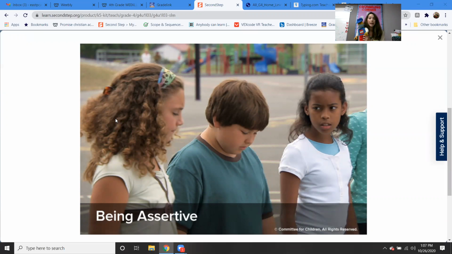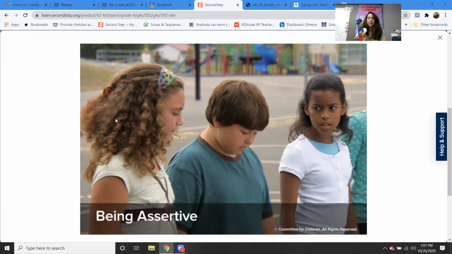And this is something that as you get older now, like you guys are in fourth grade, that you really have to learn how to handle things on your own, right? And how to learn how to speak up when you need to, in a polite way, of course, right? And a respectful way.